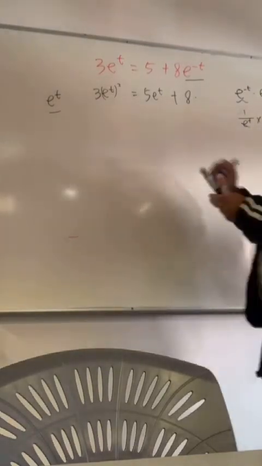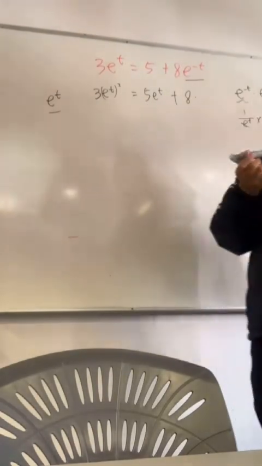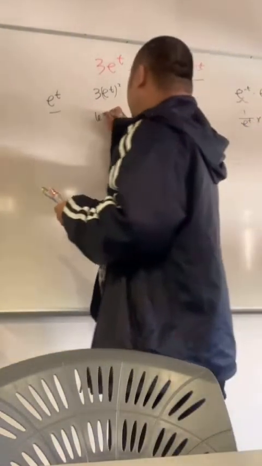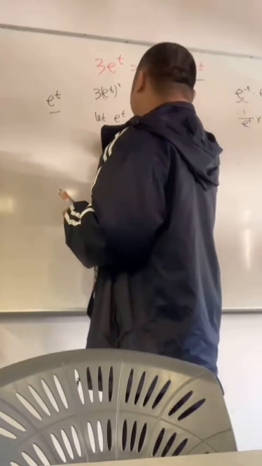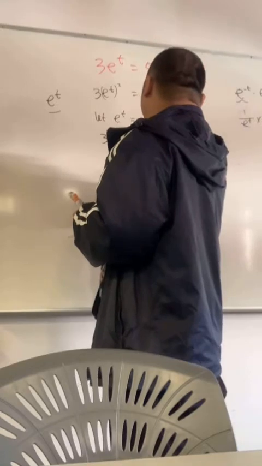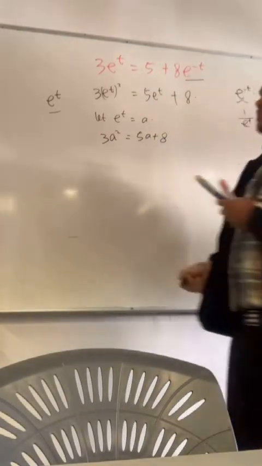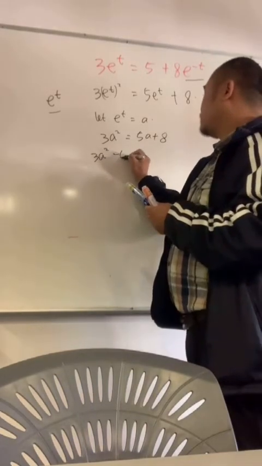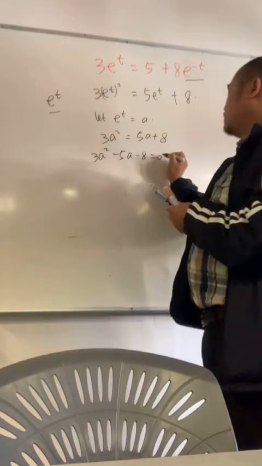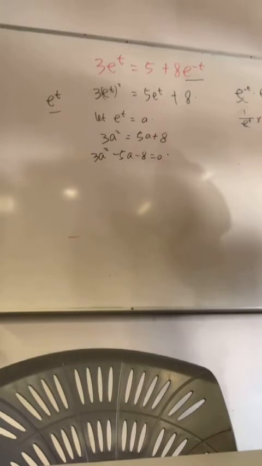Okay, so now it becomes a quadratic. Let's let e^t be a. Then 3a squared equals 5a plus 8. Now it becomes a quadratic. If you move it over, and if you can use the cross method, then use the cross method. If you can't, use the quadratic formula.